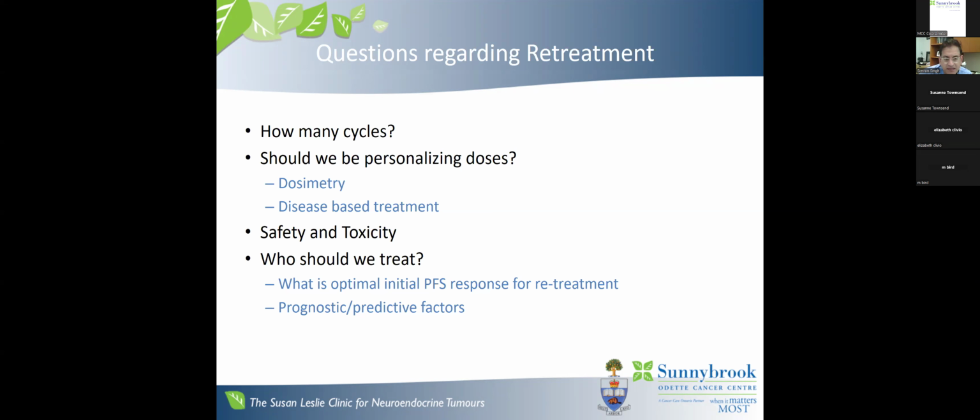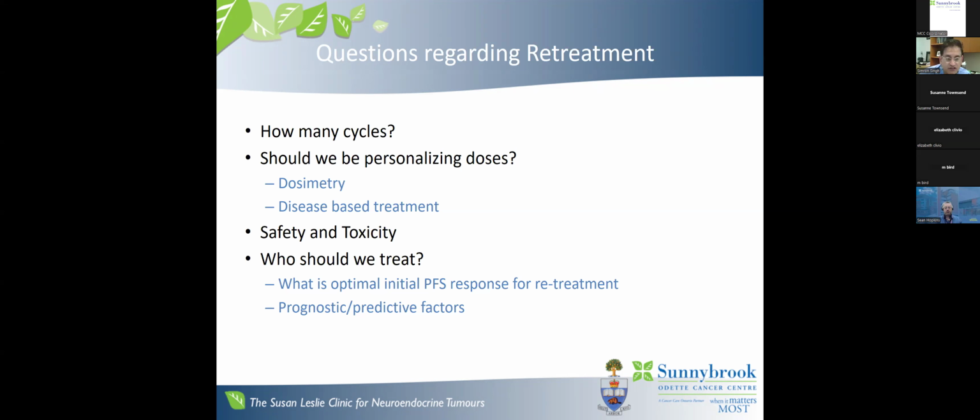A really interesting piece of work that's coming through in all of radioligand therapy is, should this be dosimetry based? Should we be going to standardized dosing, as would be given in many other systemic therapies, or is this going to be more based on dosimetry, i.e.